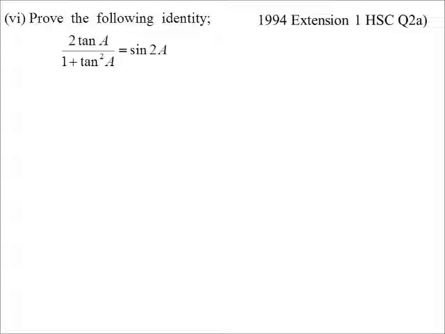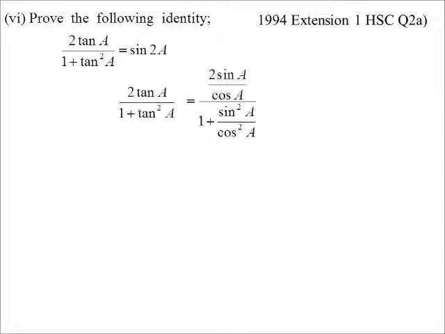1994, whoa, that's a long time ago now. 2 tan on 1 plus tan squared. Remember the double angle result was 2 tan on 1 minus tan squared. So right, how do we turn this into sine 2a? Alright, let's have a look at the left hand side. What have I got? 2 tan a on 1 plus tan squared. It's none of those. I could turn 1 plus tan squared into sec squared. That's a possibility. Or I could just turn everything into sine on coses.